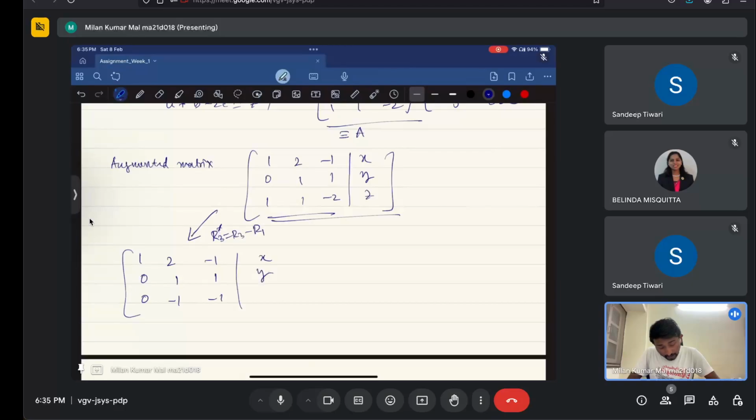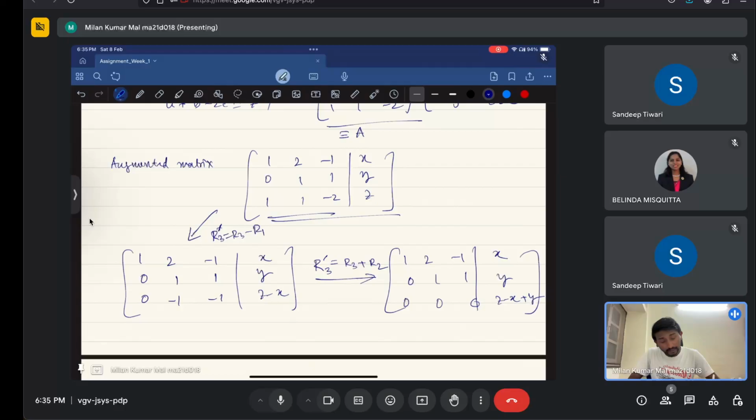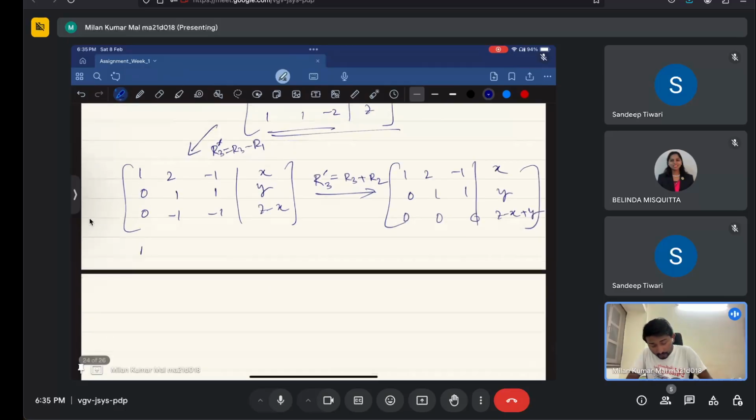Now let's do another row reduction: row 3 dashed is equal to row 3 plus row 2. Then this will be 1 2 -1 with x, 0 1 1 with y, and 0 0 0 with z minus x plus y. So this is the situation. Now you can look at the rank of the matrix, the number of non-zero rows of A.